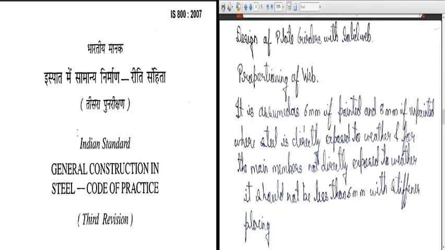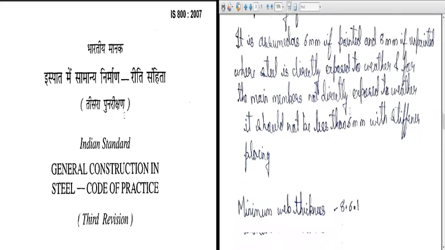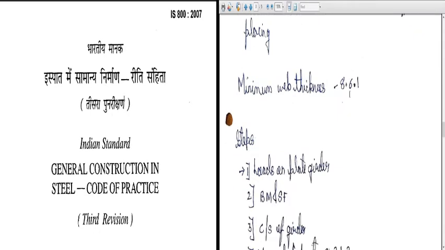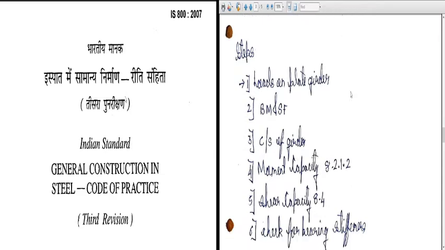With solid slab. Proportioning of web. It is assumed as 6 mm if painted and 8 mm if unpainted, where steel is directly exposed to weather, and for main member not directly exposed to weather, it should not be less than 6 mm with the stiffener placing. So this is the criteria, and this is the minimum web thickness given in clause 8.6.1. They have given the steps.